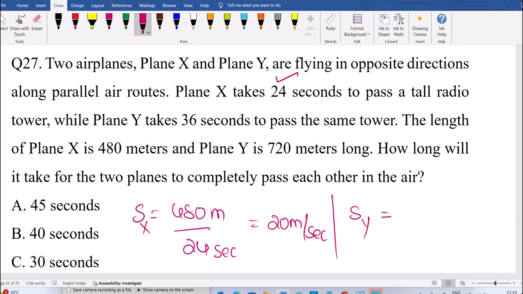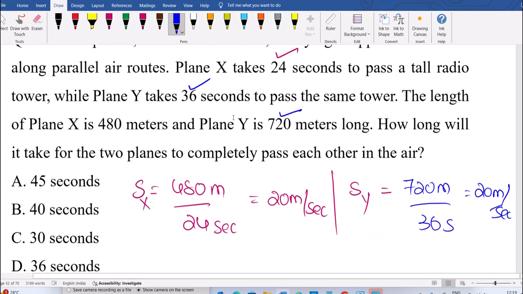Whereas Y, 720 meters, this is also the same speed. 720 divided by 36, which is 20 meters per second.